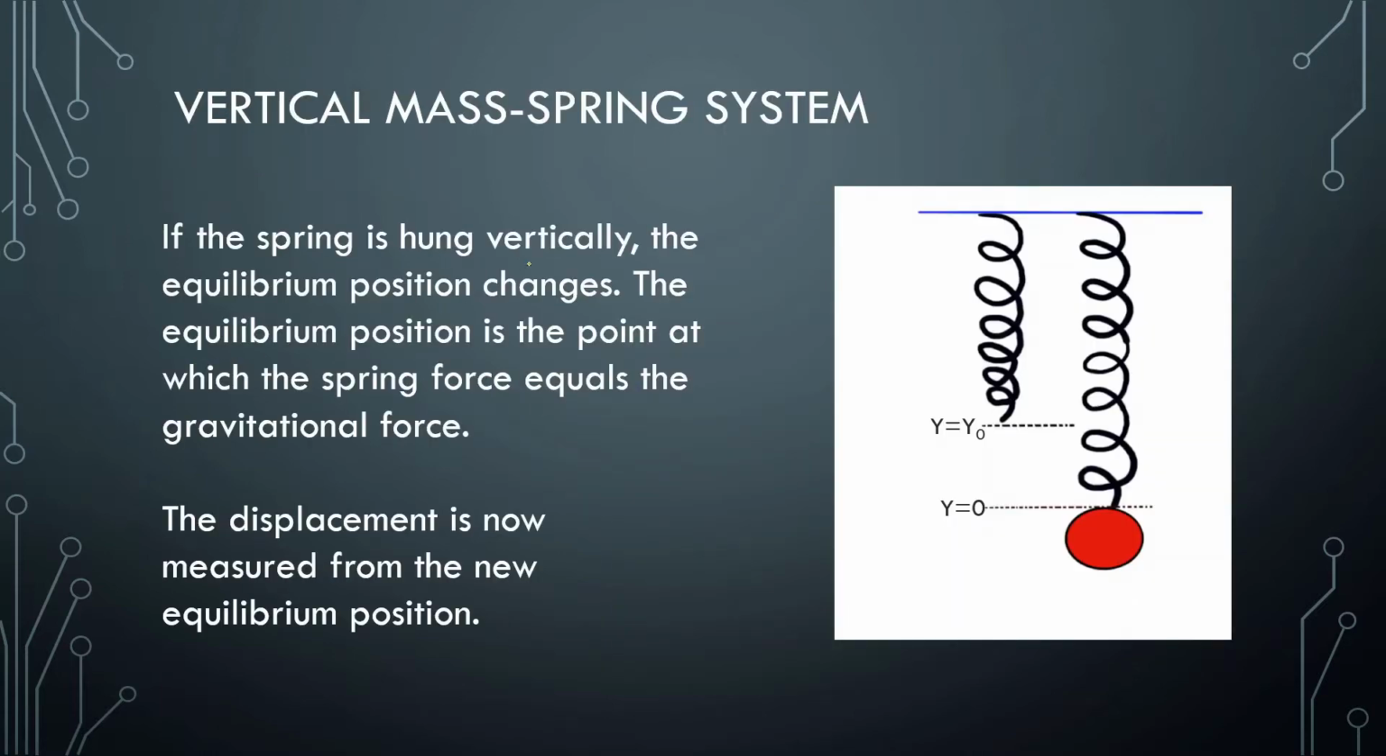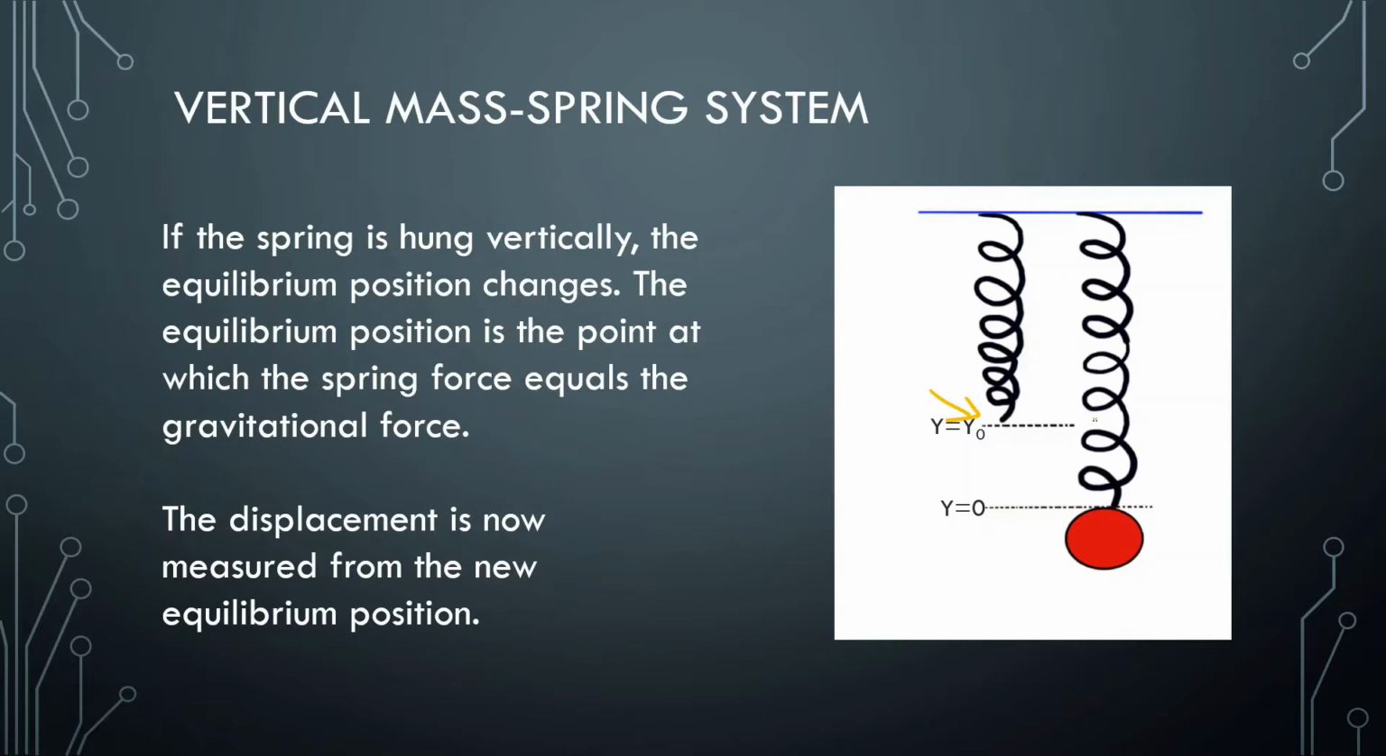If the spring is hung vertically, the equilibrium position changes. The equilibrium position is the point at which the spring force equals the gravitational force. The displacement is now measured from the new equilibrium position. Without the mass, this is the equilibrium position because nothing's pulling on it, nothing's stretching it, there's no force, and it's like that.